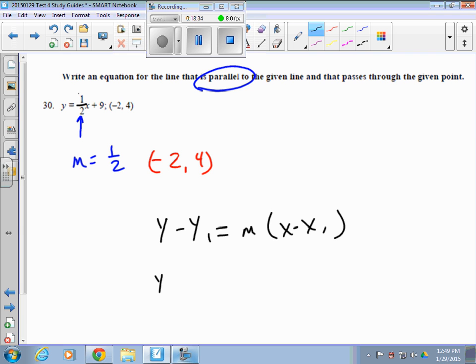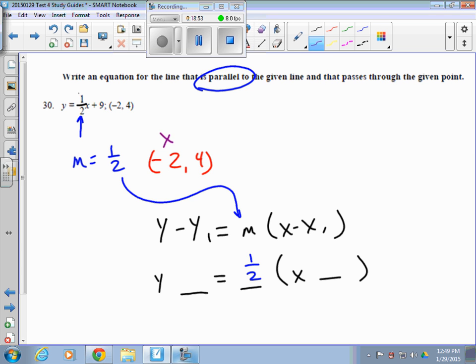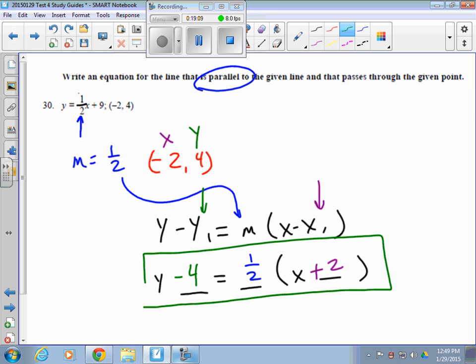So write it as y minus y sub 1 equals m times x minus x sub 1. Your m goes in first. That's easiest because it goes in whatever it says. 1/2, you write it just like that. Your x and y sub 1s are going to be written as the opposite of what they say. This is your x sub 1 value, -2. In place of x sub 1, you're going to put +2. This is your y sub 1 value. It says 4. In place of y sub 1, you're going to put -4. Point slope form. y minus 4 equals 1/2 times x plus 2.